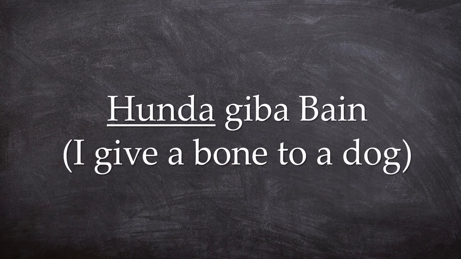Hunda giba ben. To the dog I give a bone, literally. That's basically what it means. So for A stems, you attach an A at the end. You take away the S and you put an A to put it into the dative singular. So to a dog is hunda in Gothic. Hunda giba ben. Pretty simple.